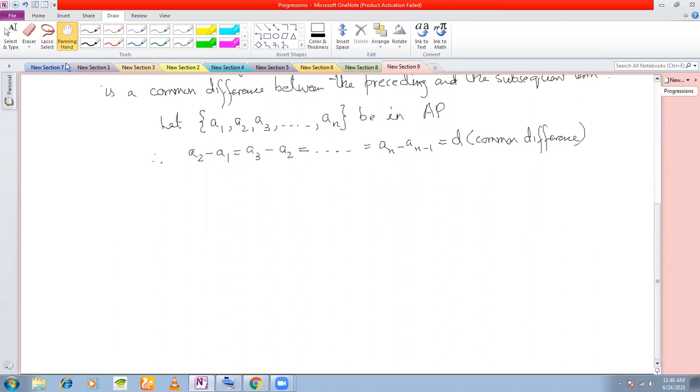And here we take A1 is called the first term of the AP. A2 is called the second term, and so on. But the importance of A1 is much more. A1 is called the first term, and D is called the common difference. Right? So this is what you need to know for the time being.